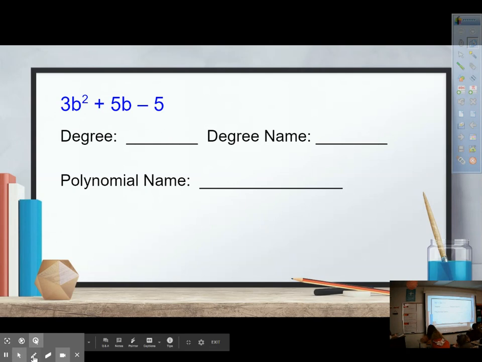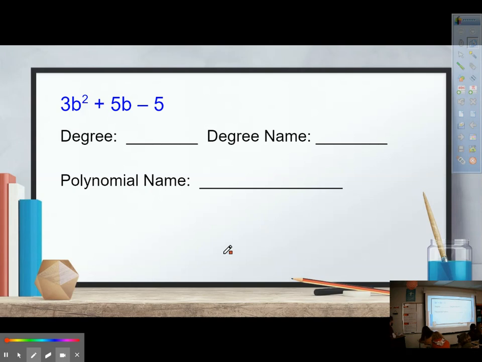All right, here's your next one. 3b to the second power plus 5b minus 5. So that means 3 times b squared plus 5 times b minus 5. All right. Abriana, what is the degree? Do y'all agree? Perfect. And based on it having a degree of 2, Hayden, what would be the name based on the degree?